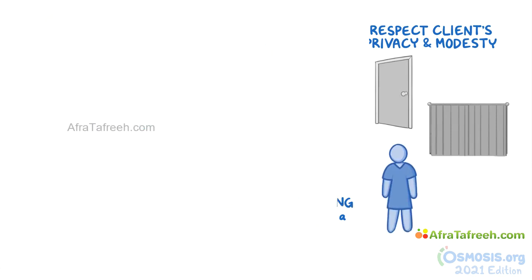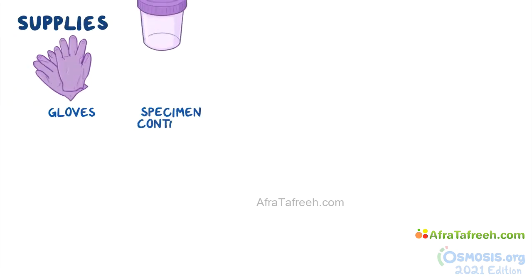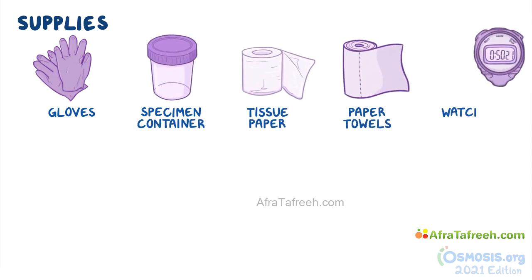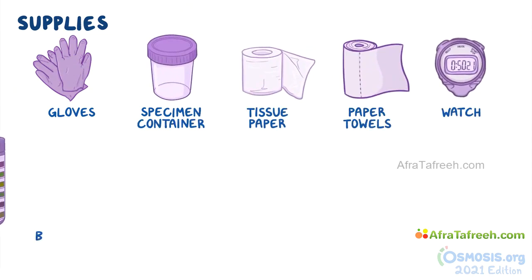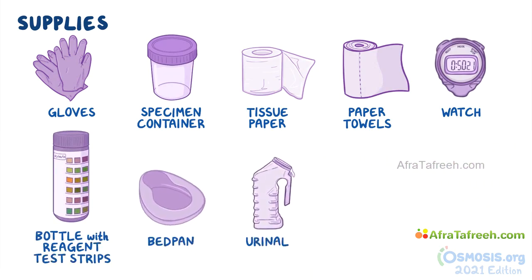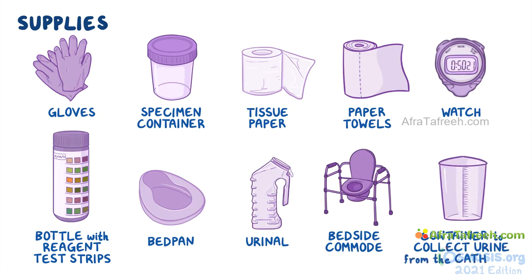When performing urine testing, first gather the supplies you'll need, including gloves, a specimen container, tissue paper, paper towels, a watch that measures seconds, and a bottle with reagent test strips. You may also need a bedpan, a urinal, a bedside commode, or a container to collect urine from the catheter.